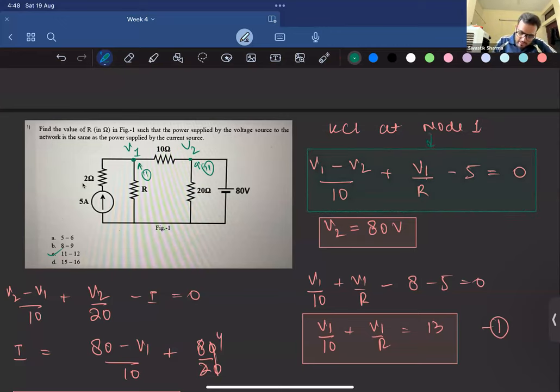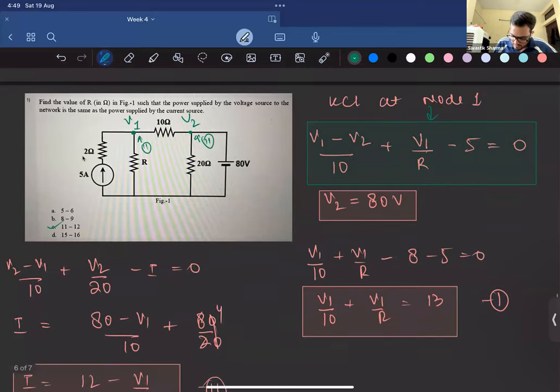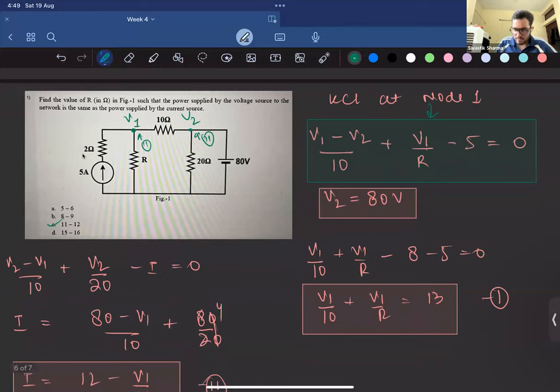Then we knew V2 is nothing but 80 volts, because it's connected directly to that reference voltage source and the reference node, right? So V2 is 80 volts. So we substituted 80 volts into our equation, which we came up with from the KCL at node 1. And we reduced it and got V1 by 10 plus V1 by R equals 13, equation number 1, right? Then we applied KCL at node 2.